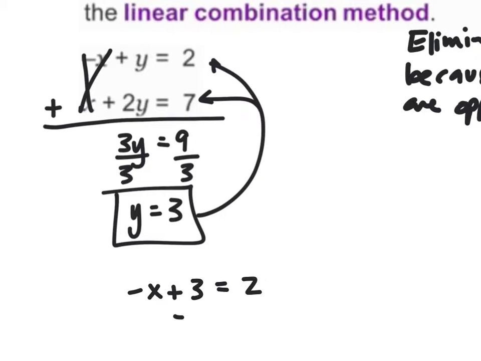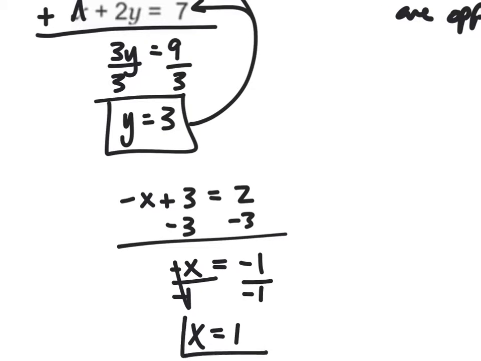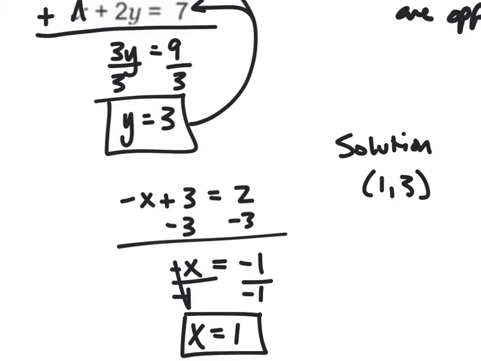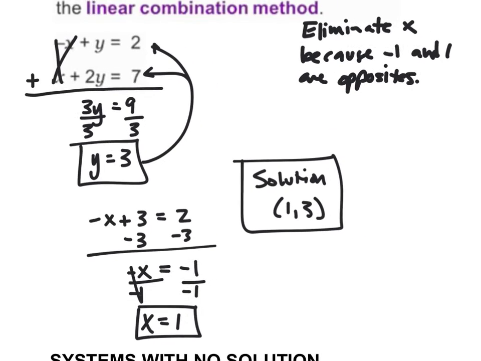Now I'm going to subtract 3 from both sides. And so then I get -x is equal to -1. Now because I have a -x, I want to get rid of that negative. So I'm going to divide both sides by -1. The negatives are going to divide out, and so x is just going to equal 1. So I've got x equals 1, y equals 3. So my solution is going to be (1, 3). Now we can check this algebraically, or we can check this graphically.